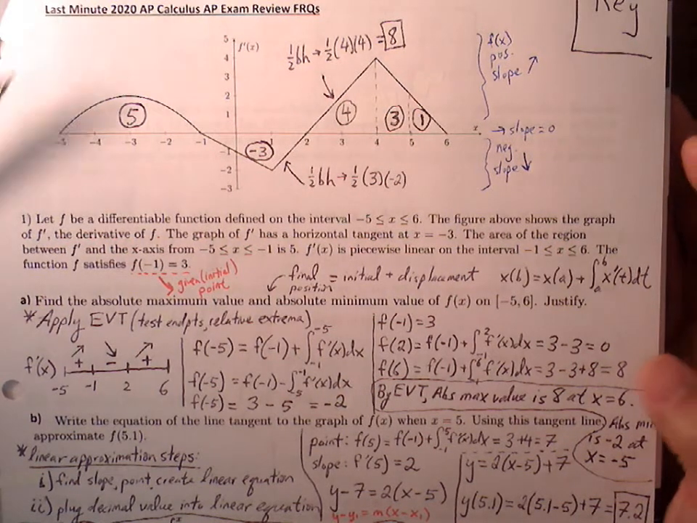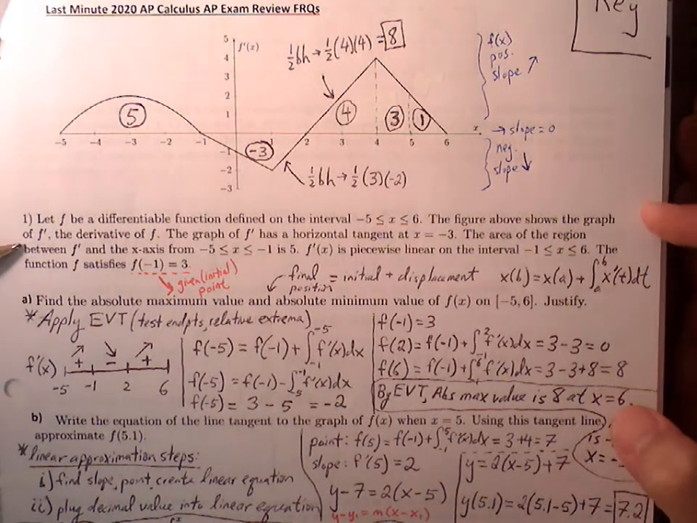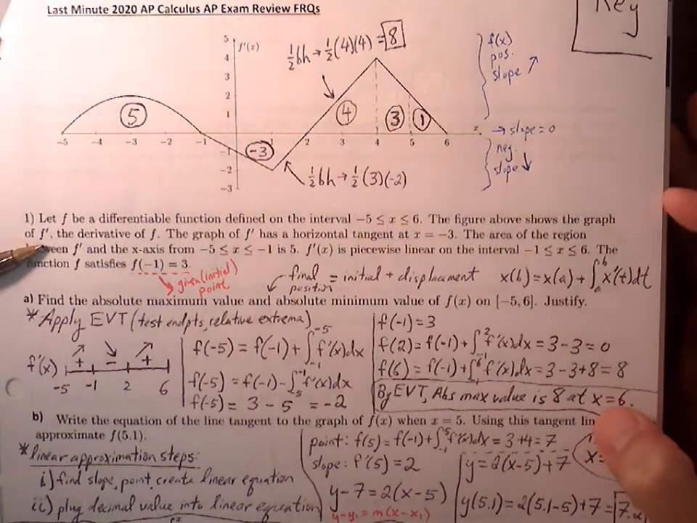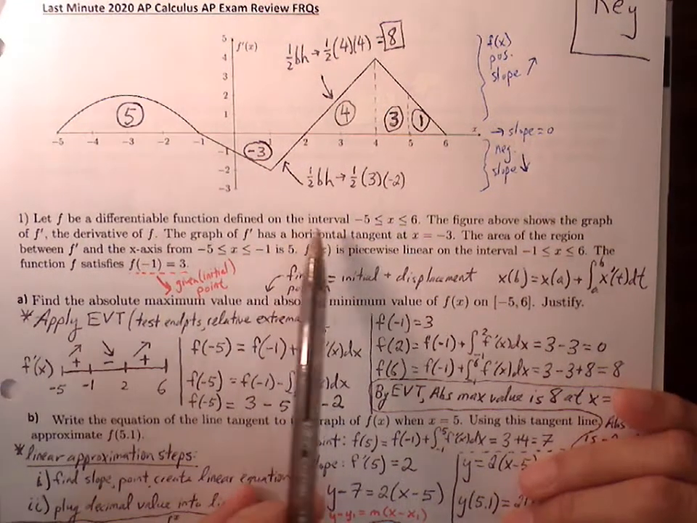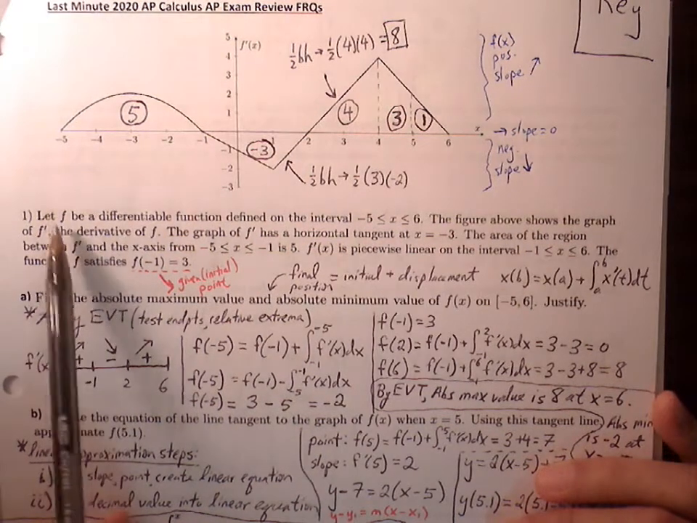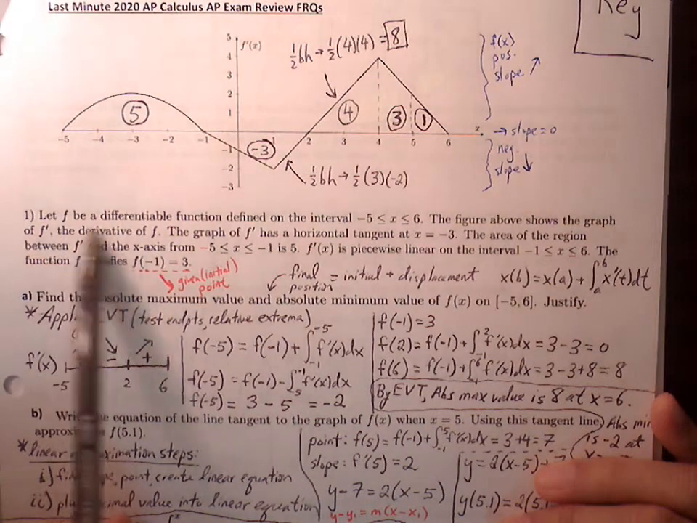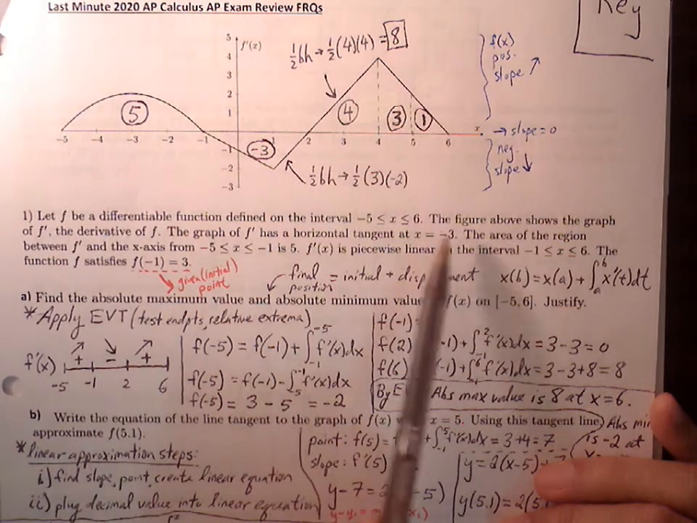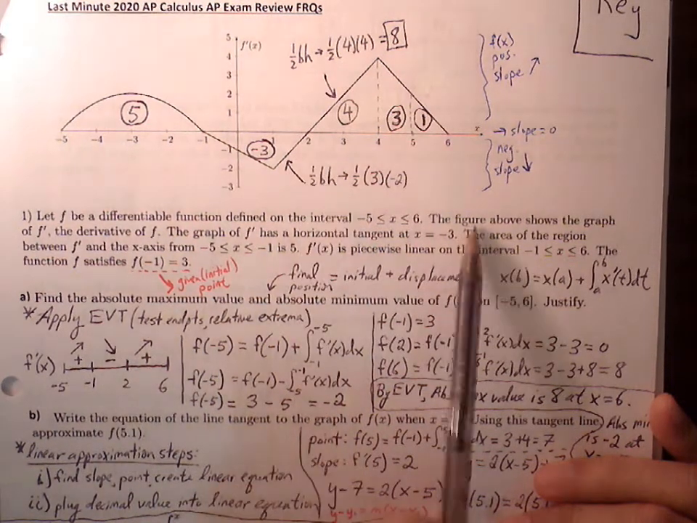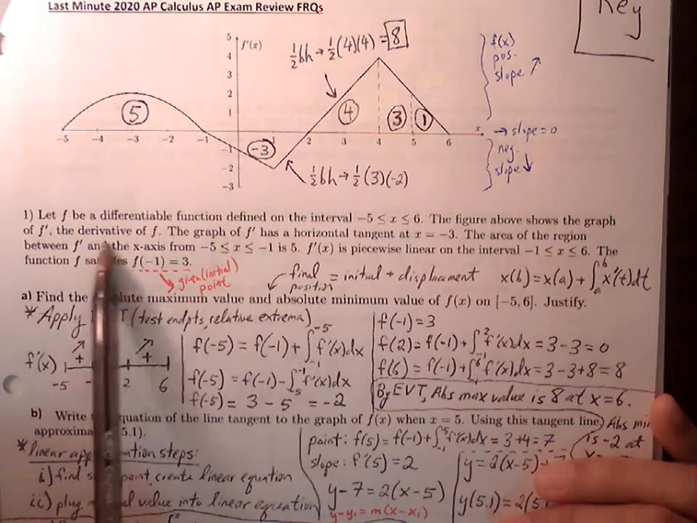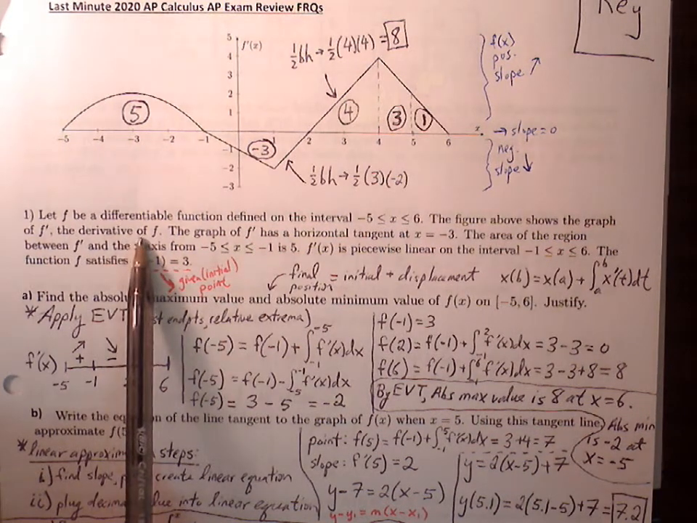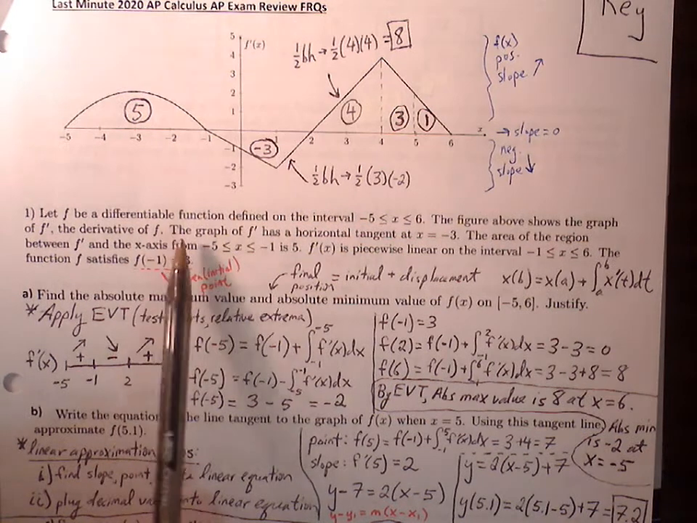Let's go over this AP review problem here. Number 1, let f be a differentiable function defined on the interval from -5 to 6. Now this f of x function is not shown to us. We don't have the picture in front of us. In fact, what we have is the f prime. The graph above shows the graph of f prime, the derivative of f. So we know this is going to be a derivative graph problem here.